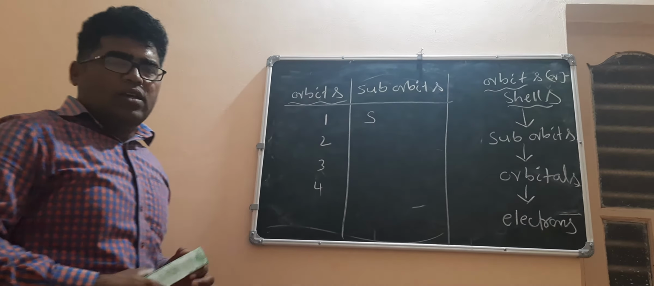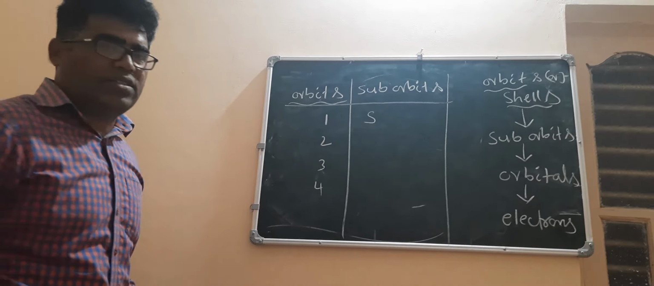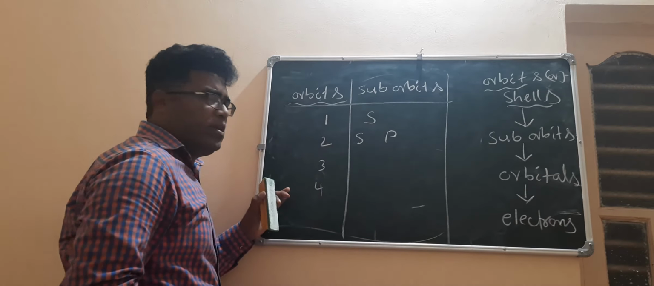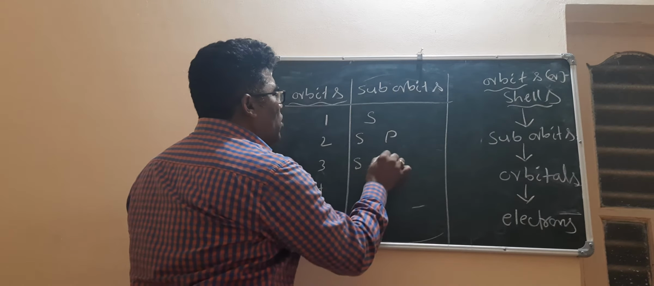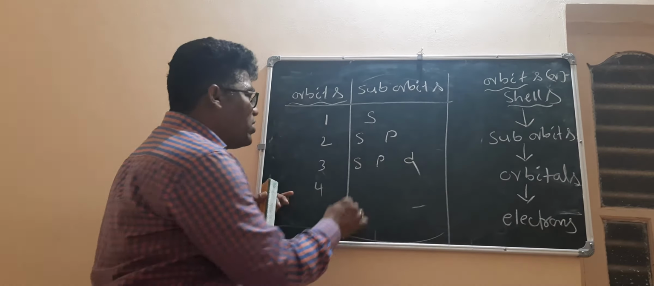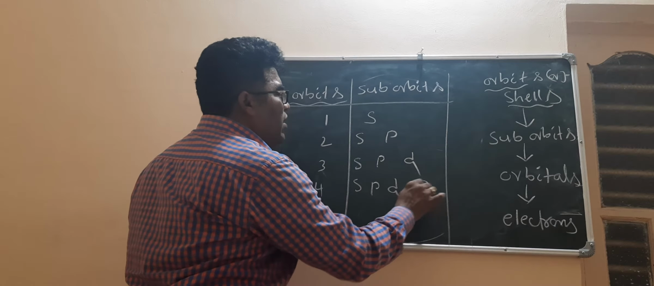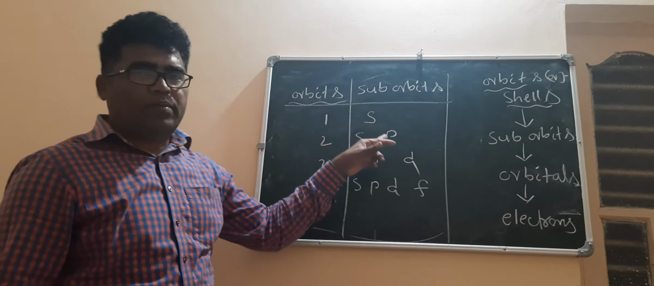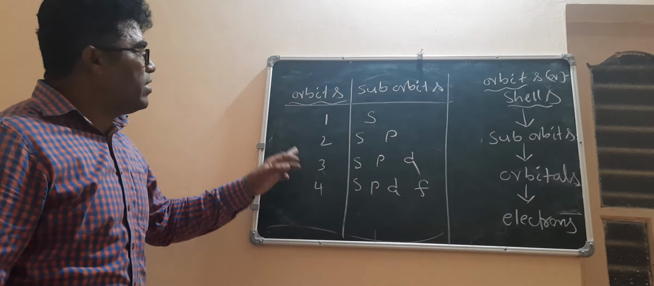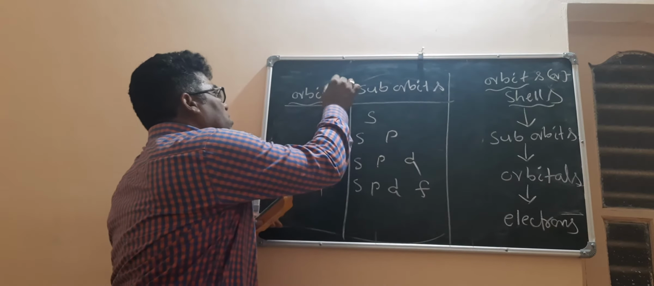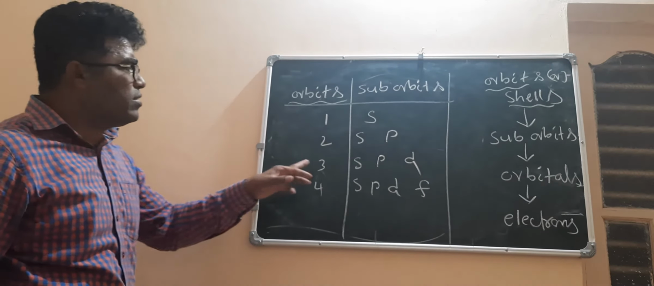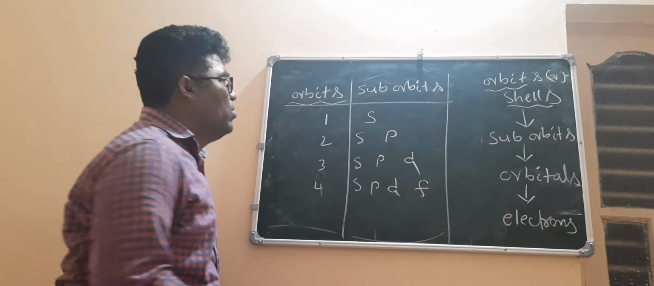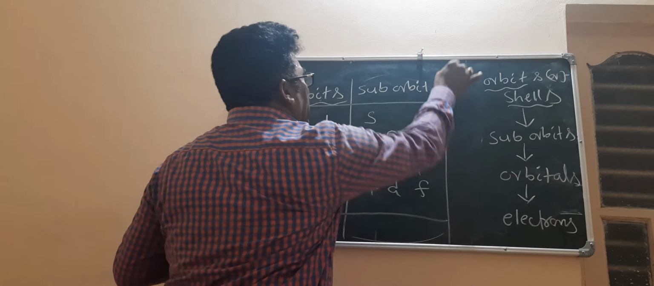In the first orbit only one suborbit is there. The second orbit has 2 suborbits, s and p. The third orbit contains 3 suborbits, s, p, d. And the fourth contains 4, s, p, d, f. So the first orbit contains one suborbit, that is s. The second contains 2, that is sp, the third contains 3, that is spd, and the fourth contains 4, that is spdf.